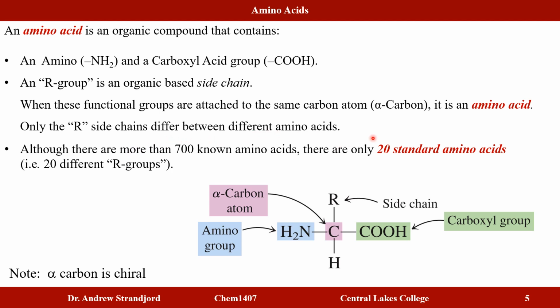However, there are only 20 standard amino acids that are present in most living organisms. In other words, there are just 20 different R groups. So in every one of these 20 different amino acids, they have the same amino group, they have the same carboxyl group, they have the same alpha carbon. The only difference between those 20 is that they contain a different R group. Also note that the alpha carbon is a chiral carbon. It has 4 different things attached to it, which implies that it has stereochemistry.